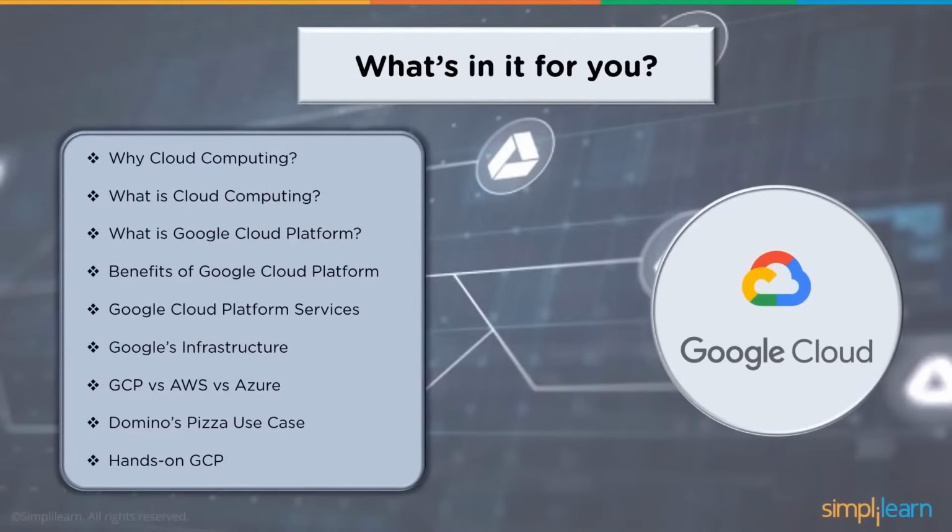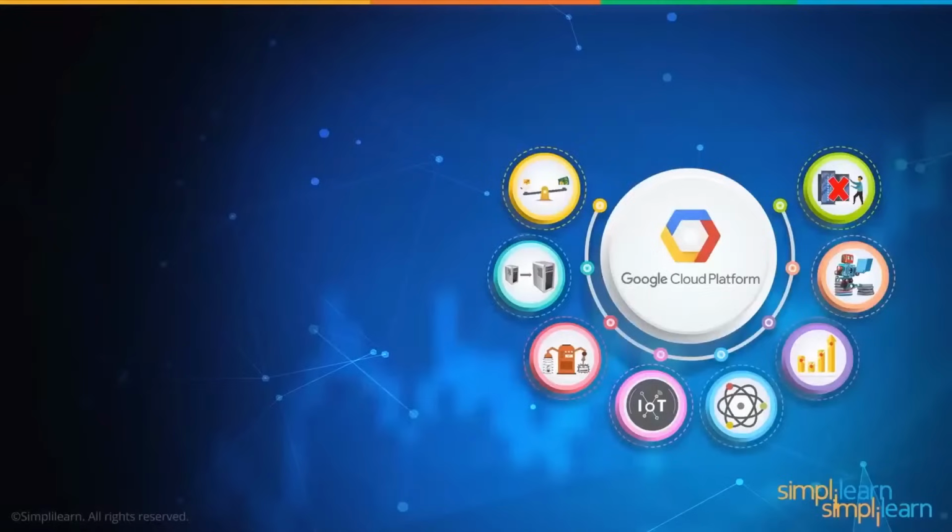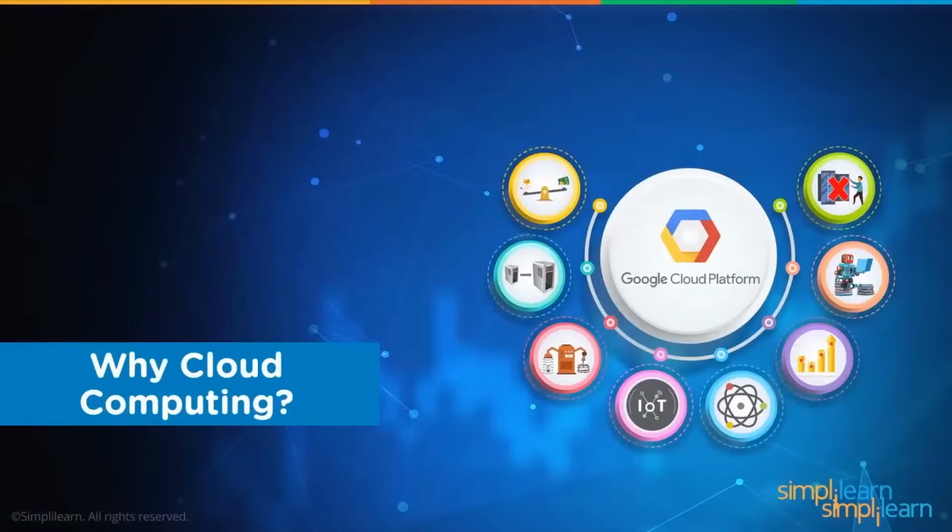A little bit about Google's infrastructure, a comparison of different cloud providers, such as Google offering GCP, that is Google's cloud platform, Amazon offering Amazon Web Services, and Microsoft, which offers Azure. We will also learn about Domino's Pizza use case and then have a quick demo on using some of the services on GCP. Before we begin, let's understand why cloud computing.